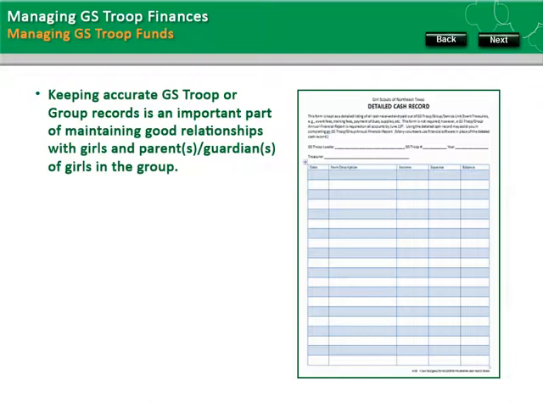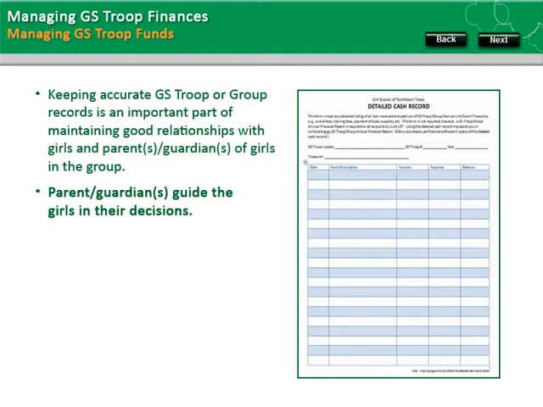Because the funds belong to the group of girls, they are the ones who should play an integral part in decisions of how to earn and spend the funds. Parents and guardians guide the girls in their decisions. So that both the girls and their parents or guardians can participate appropriately, they must have knowledge about the status of the troop's funds. Accurate and timely kept records allow the troop treasurer, an adult who volunteers in that role, as well as any girls in the leadership role, to report properly to other members.